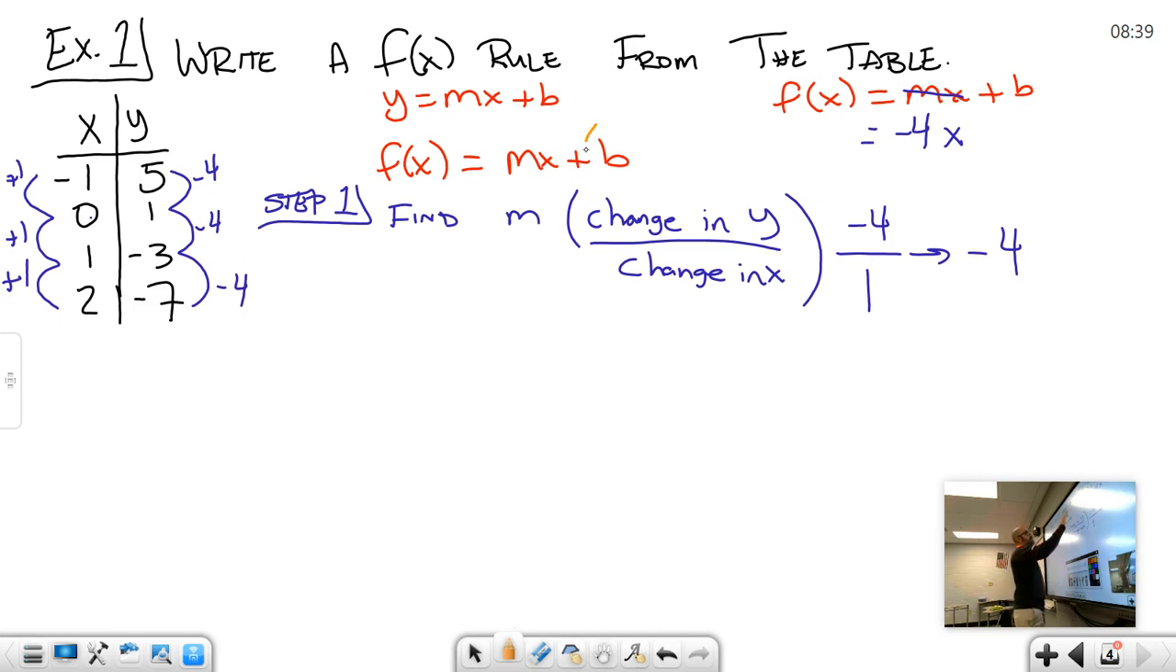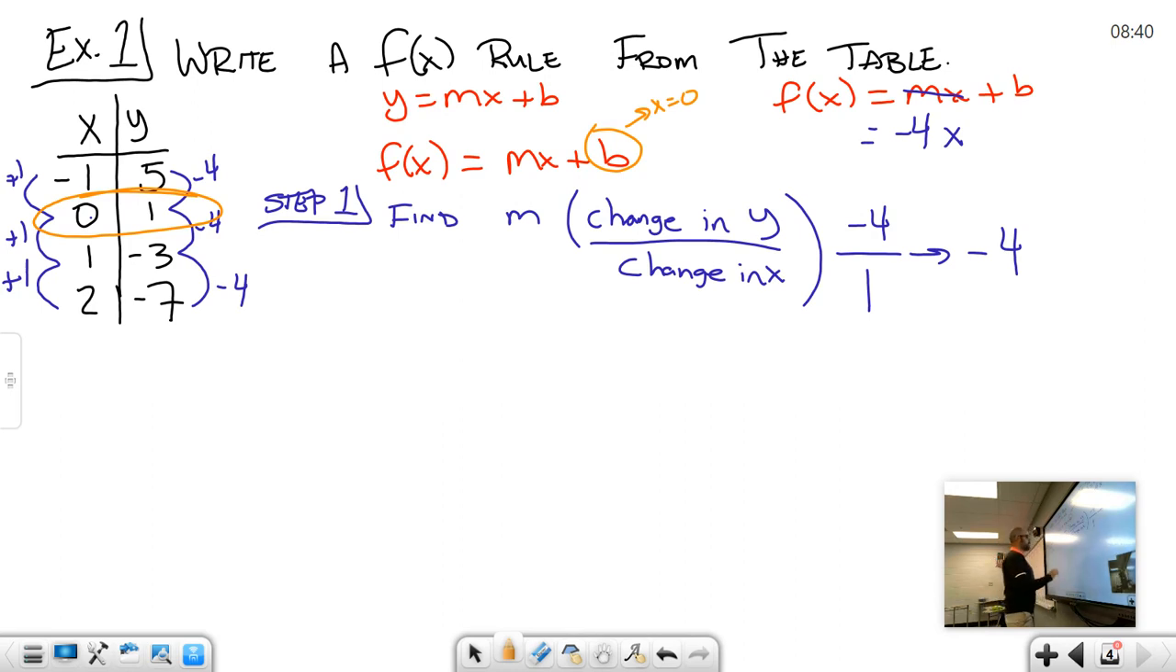My slope intercept, this part is just when x equals 0. Does x equal 0 anywhere in our table here? It does, right here. So what's y when x is 0? Okay, y is positive 1.